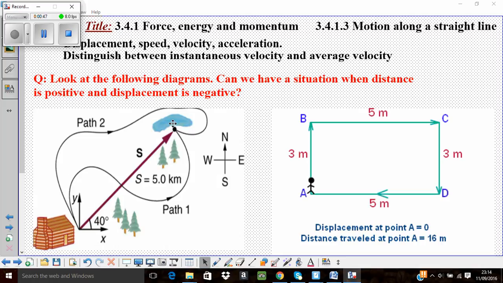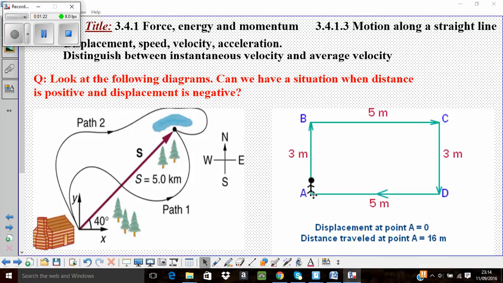Obviously, this is the path that we usually take in everyday life because there's rarely a straight road between one point and the other. And the displacement is the straight line between the house and the lake. So you see the displacement here is 5.0 kilometers, and the path has a different value. They both have different values, much bigger than 5.0 kilometers, as you can see on the diagram.